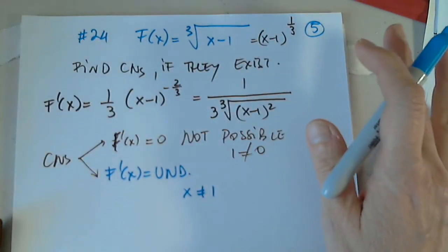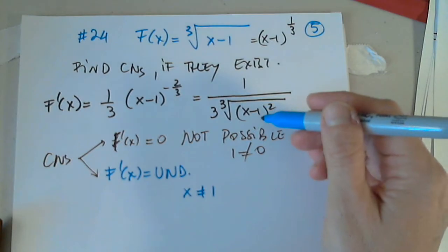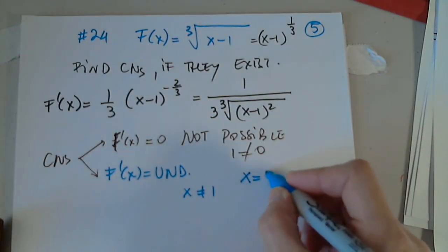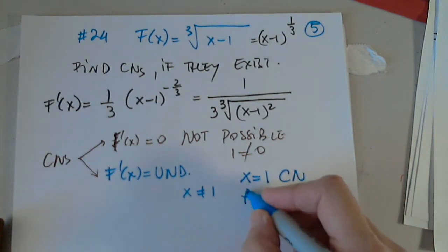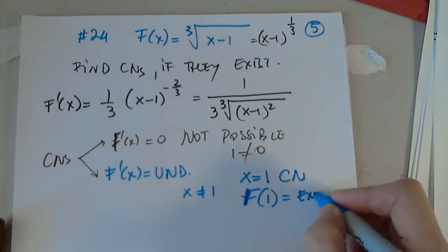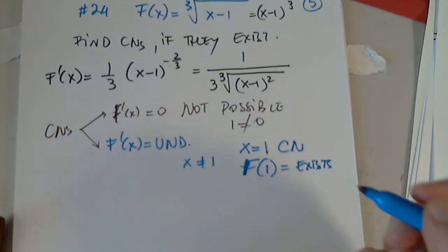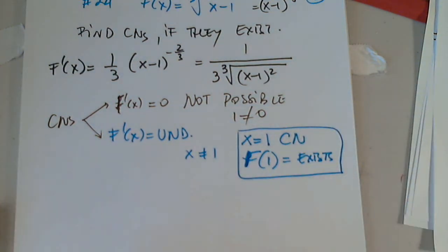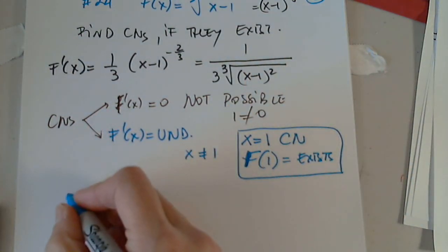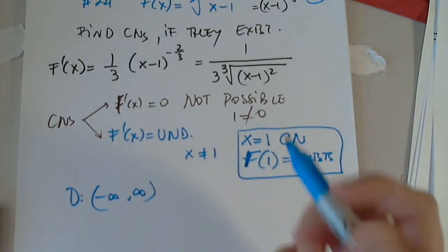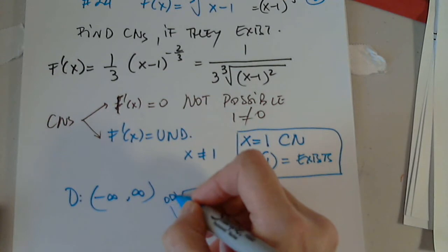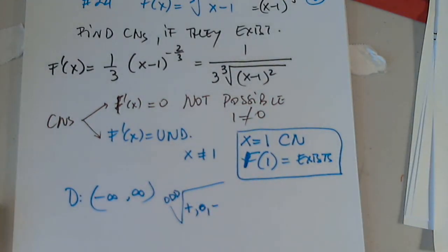I can take the cube root from anything on the planet, including 0, but now it's in the denominator, so this is a critical number. So x equals 1 becomes a critical number only if f of 1 exists. Okay, I'll go back and plug it in. It exists. It's 0. Yes. So f of 1 exists. f prime of 1 does not, and that becomes a critical number. So from the very beginning, the domain of this function is all real numbers. It's the cube root. Any odd index can have anything underneath. If it's an odd index, domain all real numbers, and it's done.